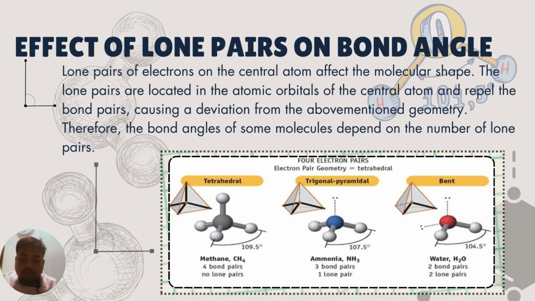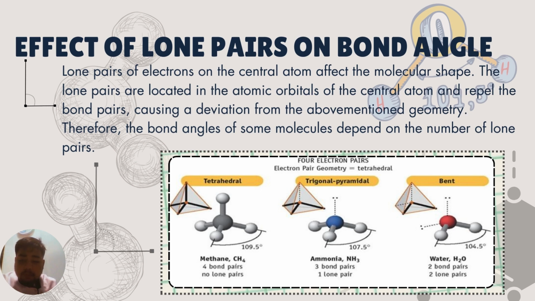Now that we know the five fundamental shapes of molecules with no lone pairs, we can proceed to the effect of lone pairs on bond angle. Lone pairs of electrons on the central atom affect the molecular shape. The lone pairs are located in the atomic orbitals of the central atom and repel the bond pairs, causing a deviation from their geometry. Therefore, the bond angles of some molecules depend on the number of lone pairs.